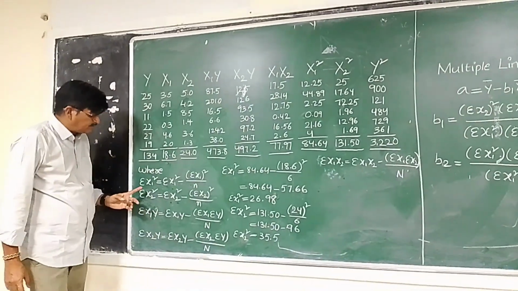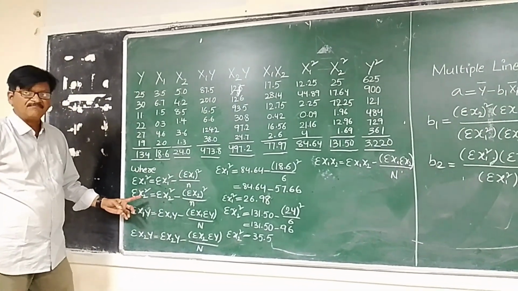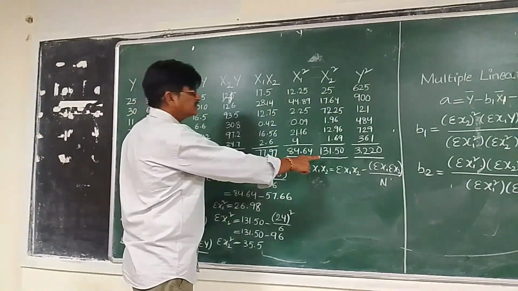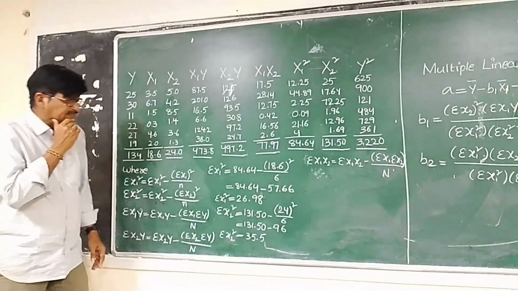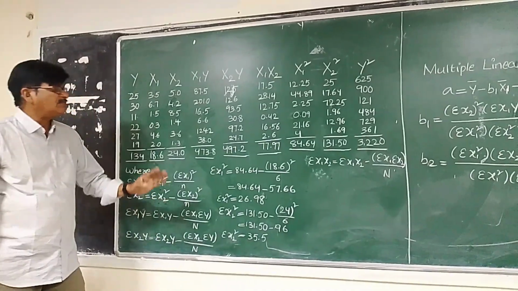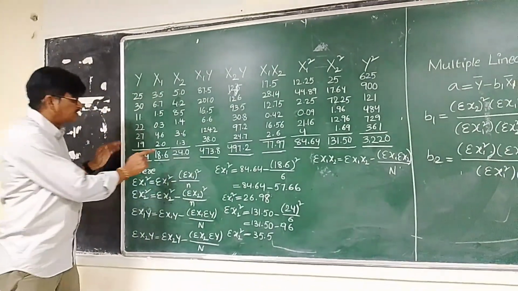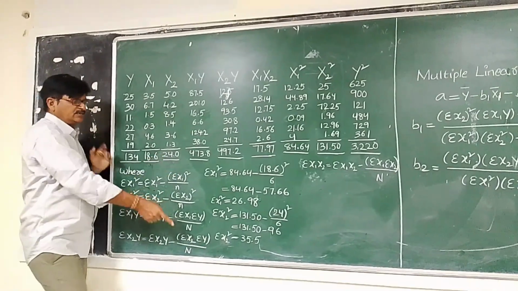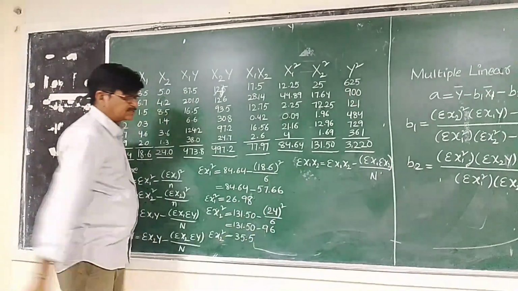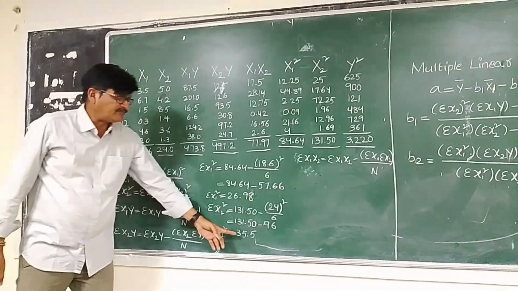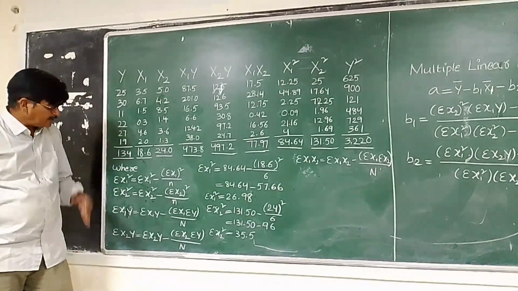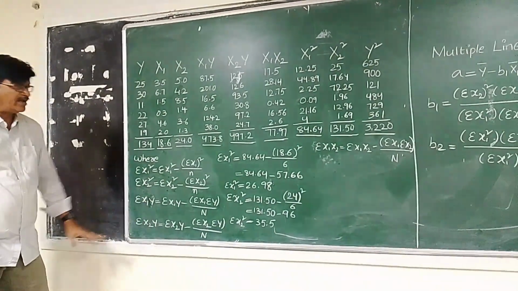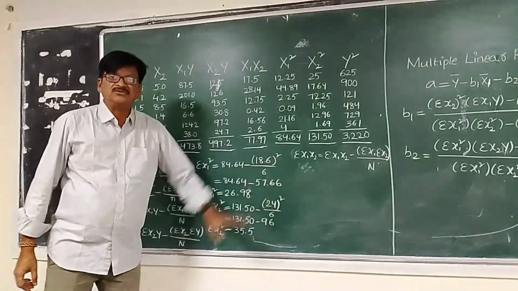Then my dear students, immediately you have to calculate x2 square. Sigma x2 square is equal to sigma x2 square, which is 131.50, minus sigma x2 whole square by 6. This is sigma x2. You are going to get 35.5. Like this, the remaining also we have to do: x1y, x2y and x1 x2.